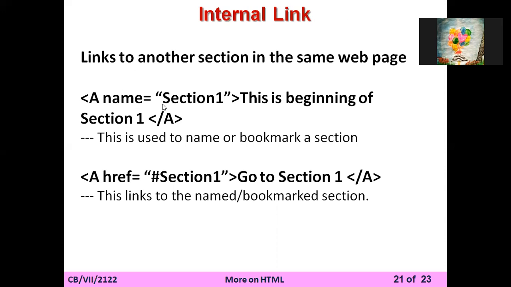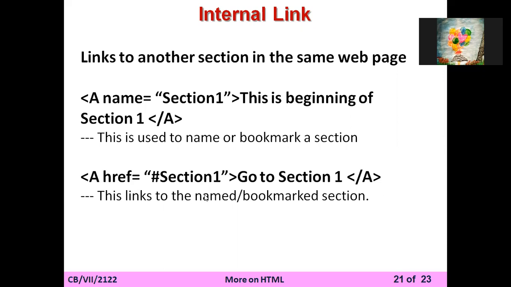a name equals section. This is the beginning of section 1. Close a. Why do we use it? This is used to name or bookmark a section. Second, a href equals, in double quotes, hash section. Here it is compulsory that you use the hash symbol. If you do not use the hash symbol here, you will not be able to see your link in your web page. Go to section 1.